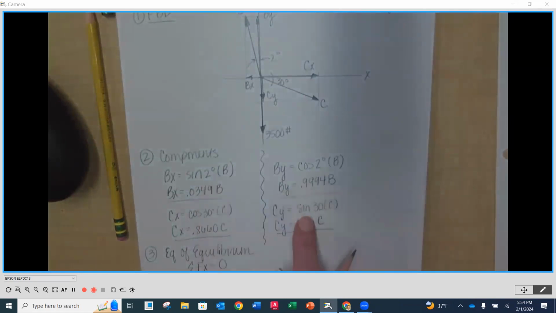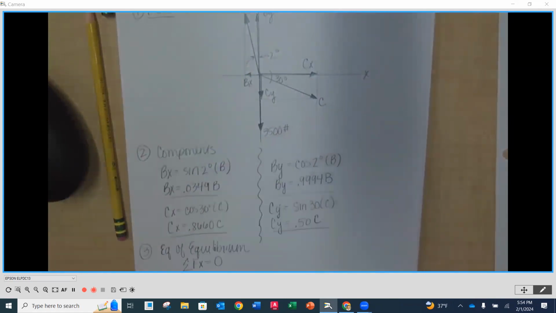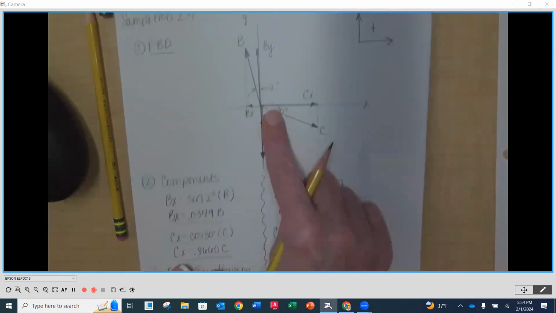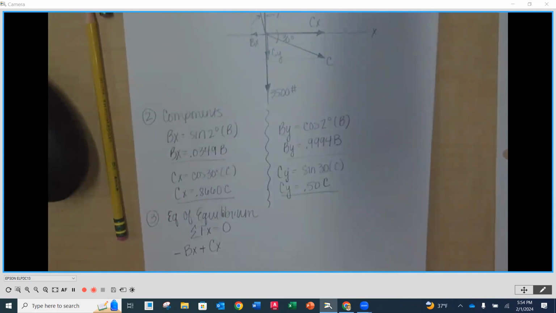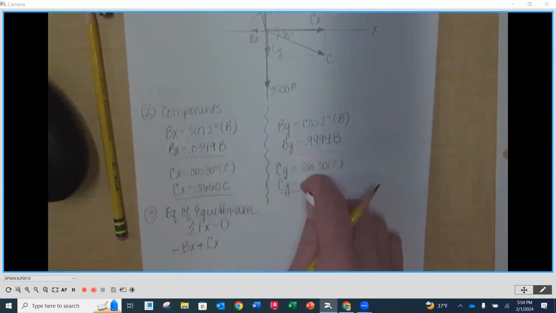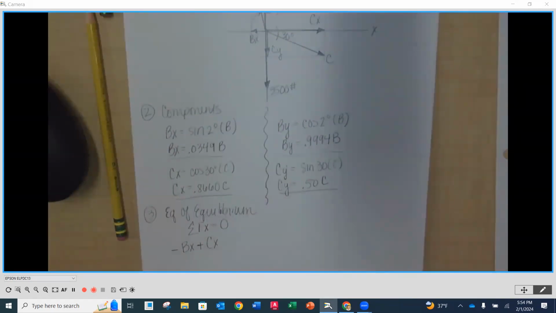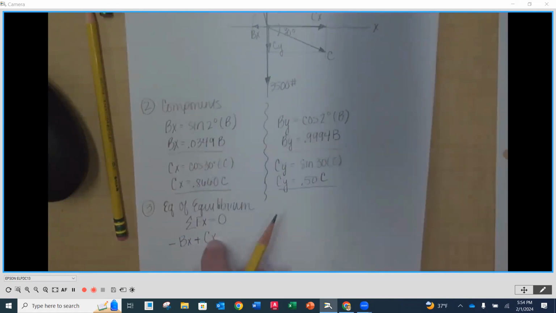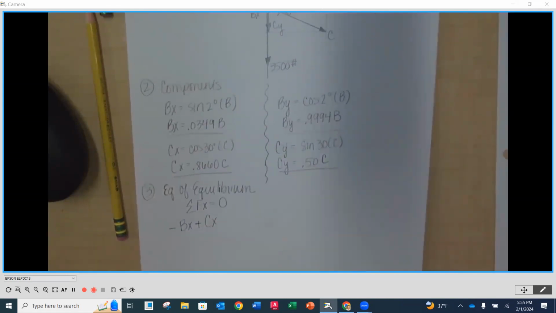Do not put positives and negatives in your components here. Leave those as absolute values. You might come up with a negative value. Doesn't matter. Resist the urge, because down here is where we're going to get those positives and negatives. Sometimes if students put the negatives up in here and they get down here and get a negative value, they'll take a negative times a negative and make it positive. No. Just absolute values up here, and then we'll add and subtract based on their direction in the equations of equilibrium.